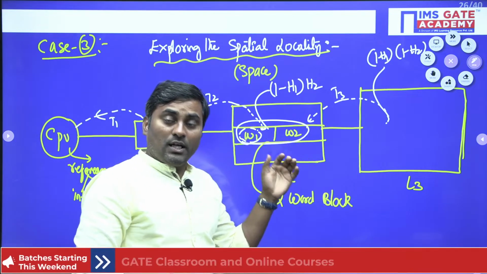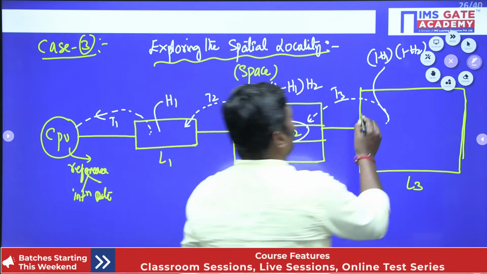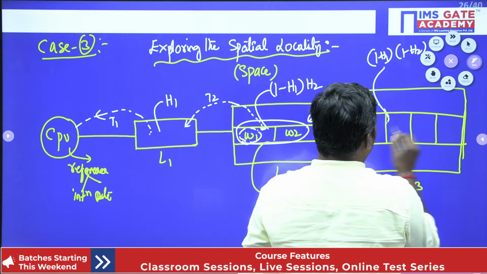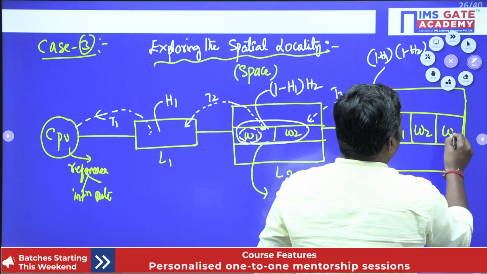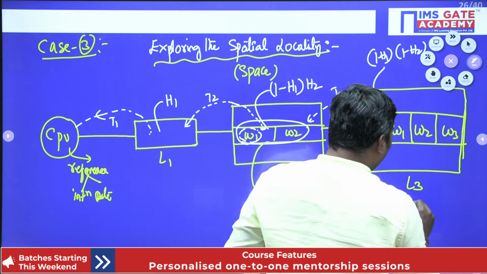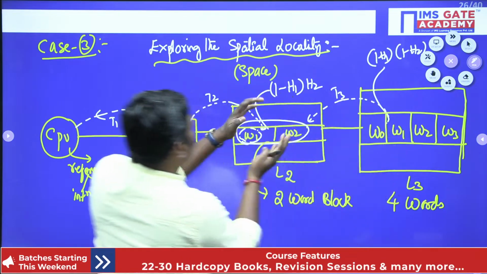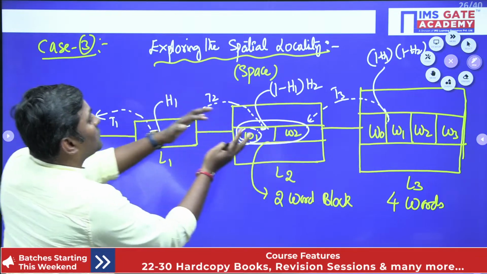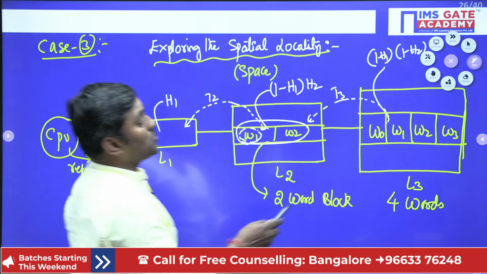Suppose when you are searching level 2, that level 2 also miss occurs, then what can be done? From level 3, some large block we can transfer. Let's take the four words: word 0, word 1, word 2 and word 3. Please understand here, four words are transferred from level 3 to level 2. From there two words are transferred from level 2 to level 1. From there one word is given to the processor. This is what spatial locality means.